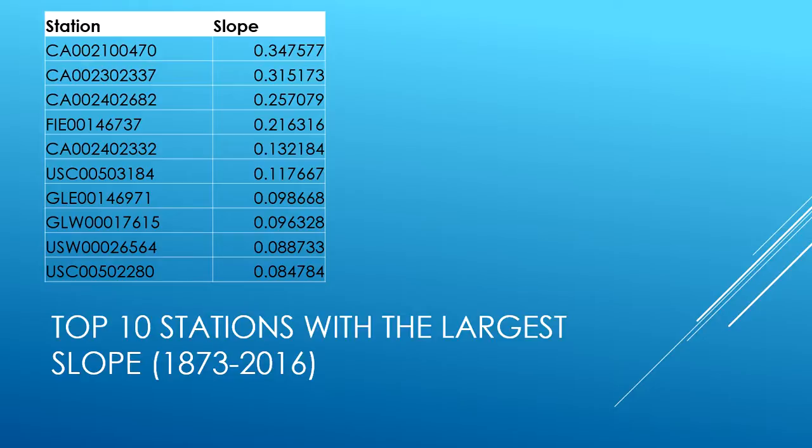By creating a subfunction through VBA, we were able to find each slope for the 725 different stations that we were given, and from there I was able to create the top 10 stations with the biggest slope, which had the biggest impact on climate change. We were given data from 1873 until 2016.